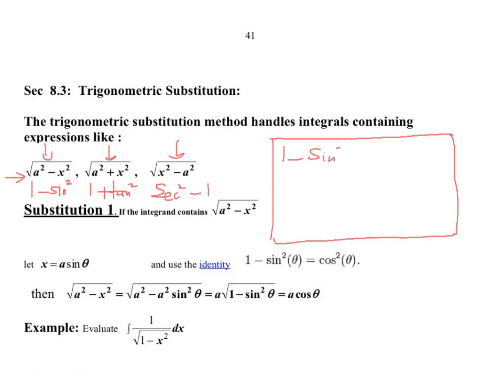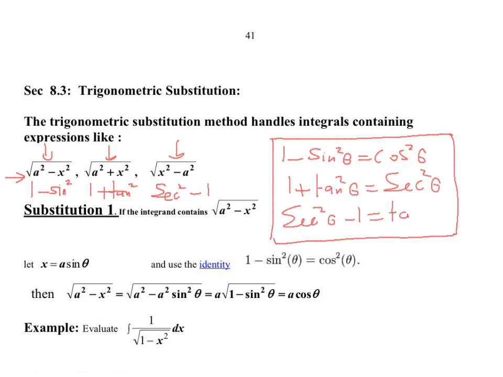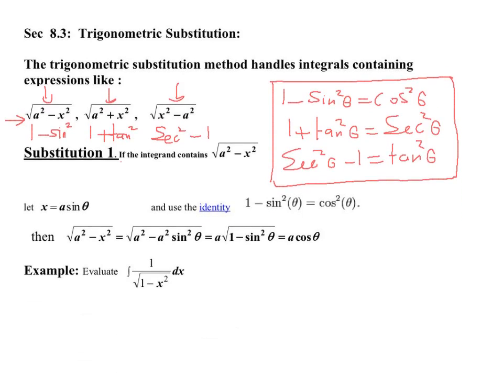1 minus sine square theta equals cosine square theta, and 1 plus tan square theta is equal to secant square theta, and secant square theta minus 1 is equal to tan square theta. Now, substitution 1, which is this one: a square minus x square, which we said looks like 1 minus sine square. This is how to remember the substitution.